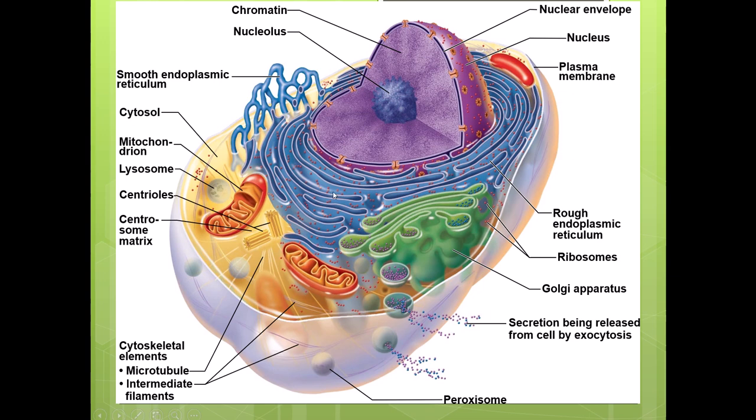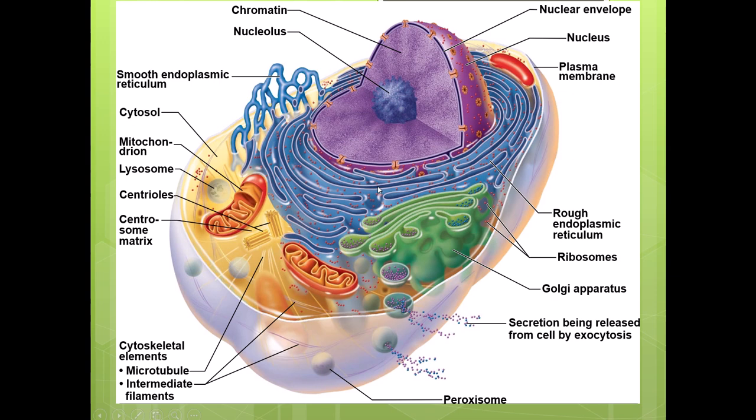We also have structures that help us build proteins called ribosomes. Some of those ribosomes are attached to the endoplasmic reticulum, and some of them are free-floating in the cytoplasm. We also have a smooth endoplasmic reticulum that plays more of a role in synthesizing lipids and other fatty types of molecules.